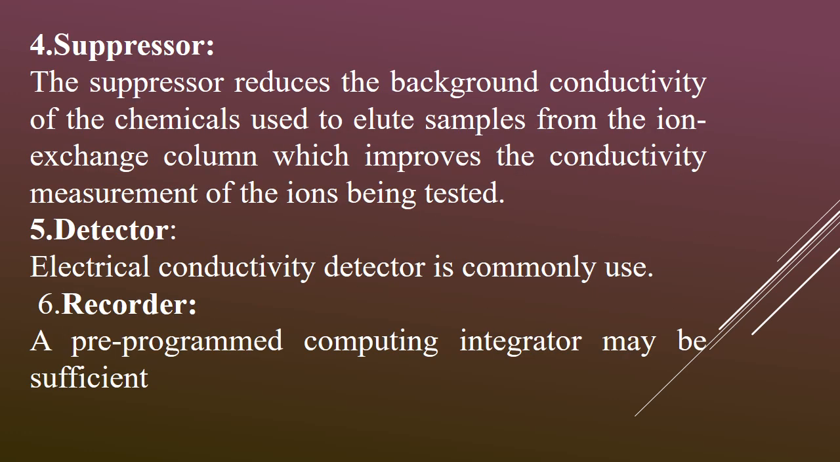Suppressor. The suppressor reduces the background conductivity of the chemicals used to elute the samples from the ion exchange column, which improves the conductivity measurement of the ion being tested. IC suppressors are membrane-based devices which are designed to convert the ionic eluent to water as a means of enhancing the sensitivity. Fifth one is the detector. Electrical conductivity detector is the most commonly used detector, and a pre-programmed computing integrator may be sufficient for recording.